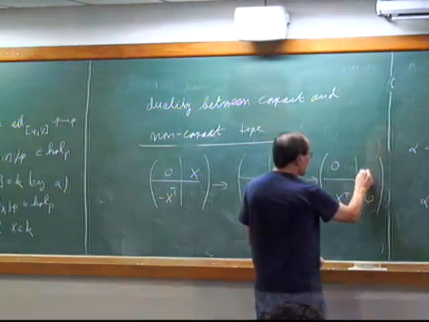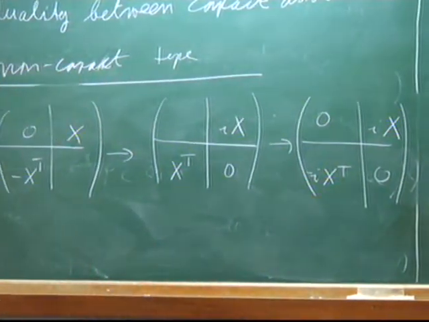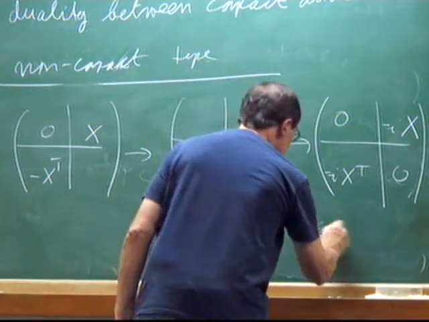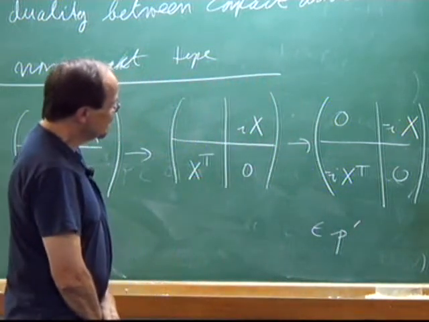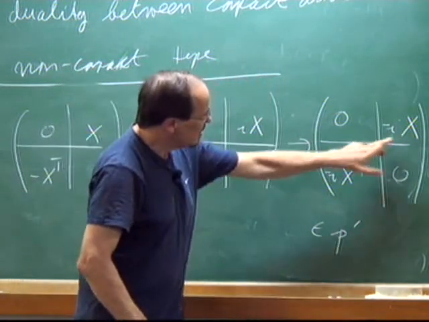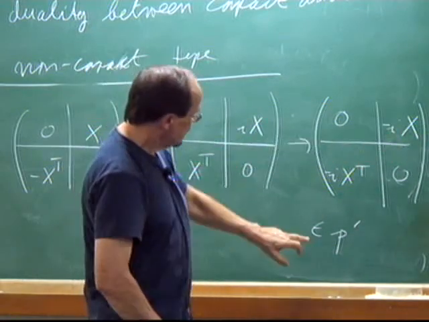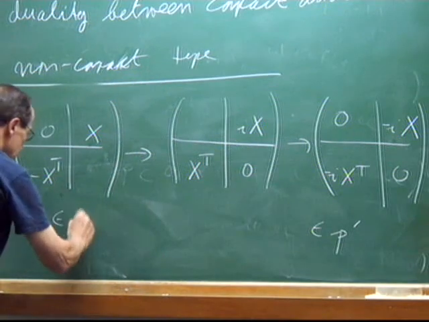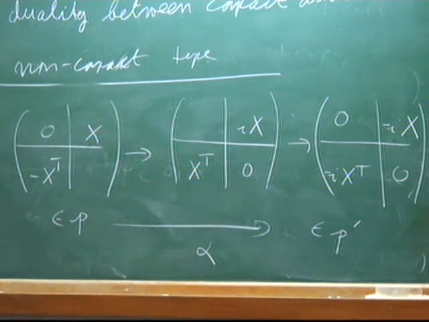And here an IX. Is that what I want? Minus IX. And that's an element in P prime. Right. This is a transfer of this, but no sign change. That's what P prime says. So this is an element in P prime, whereas here it's an element in P. So alpha, conjugation by this matrix, takes P to P prime.